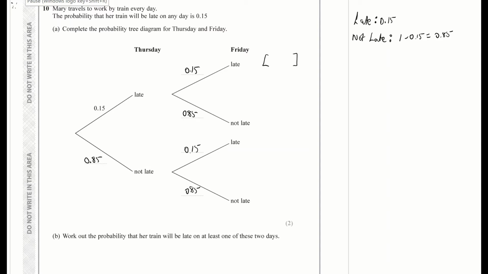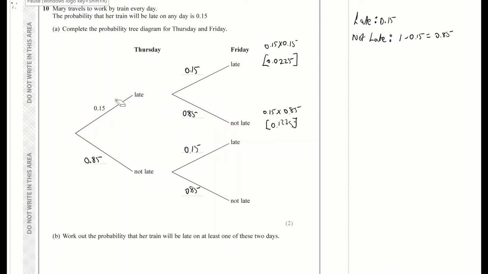But if I was looking for late, late, what I would do there is I'd multiply 0.15 by 0.15. So that's basically telling me a late and a late. And 0.15 by 0.15 is 0.0225. The next one here is going to be this system here, late followed by not late. And that is 0.15 and not late is 0.85. And when I multiply those together, I get 0.1275.